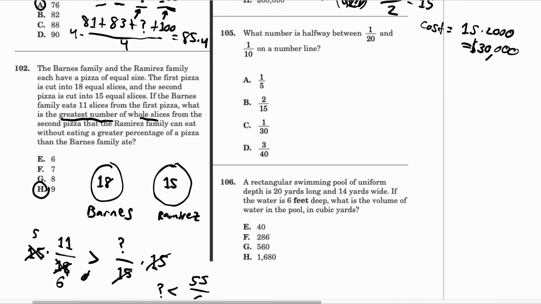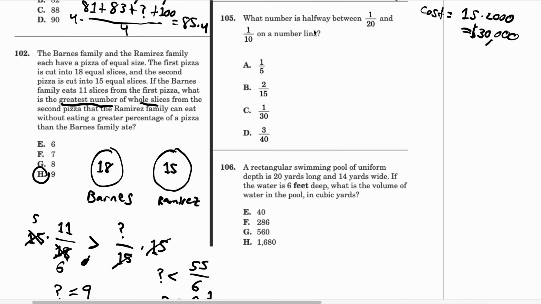Okay, so 105, what number is halfway between 1 over 20 and 1 over 10 on the number line? Okay, so let's draw our number line. This is, say, 0. This is 1 over 10. And maybe this is 1 over 20. Right, and this might be the halfway point.